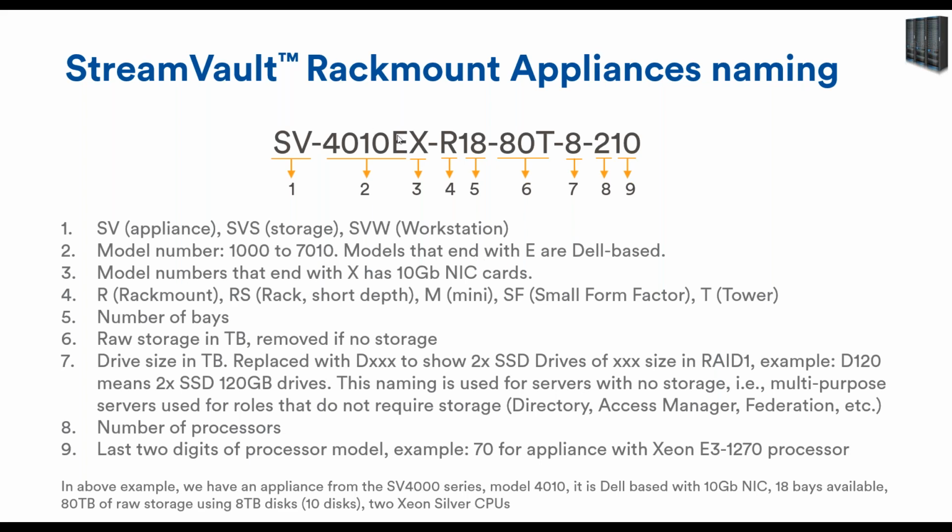So all the models with an E means that it's a Dell product. If you still have the list with no E here, this means it's going to be an HP server. The X right after the model number means it has a 10 gigabit NIC card. It's going to increase the memory. So instead of 16 gigabytes of memory, you're going to go up to 32, and you will also have dual CPU. So this will allow you to do a lot more throughput on that server.